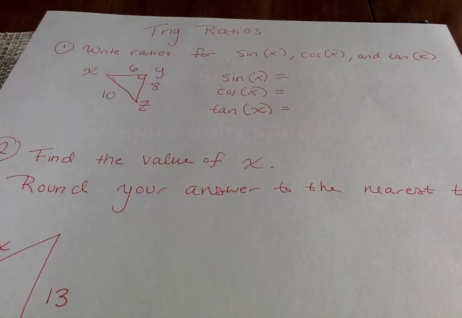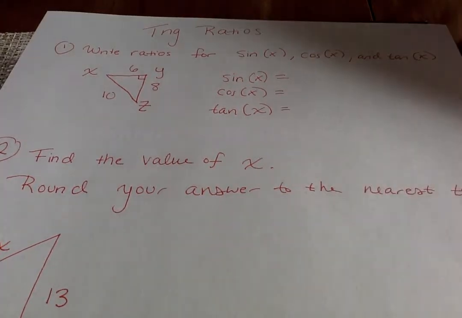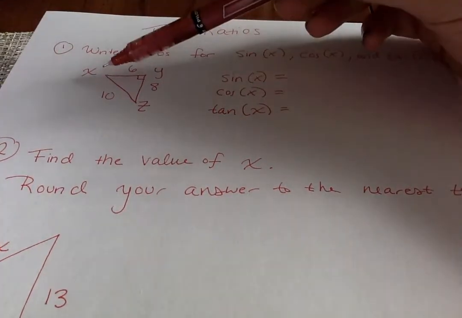Alright, so we're going to look at some trig ratios to both help find the ratios and using the ratios then to find a side length. So let's start with number 1. It says write ratios for sine of x, cosine of x, and tangent of x. So first they're referring to x, so we find the angle marked x.